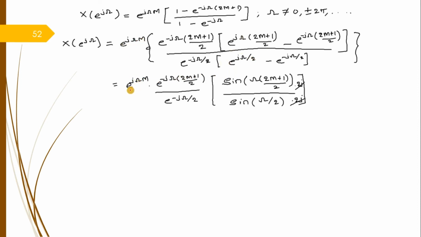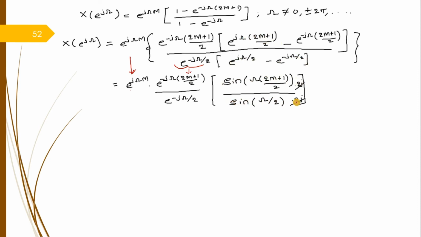So e raised to j omega m is written here as it is, right? And here I have e raised to minus j omega times 2m plus 1 by 2. That is also written. This part is written as it is. Here you see e raised to j theta minus e raised to minus j theta; according to Euler's formula I can replace it with the sine. So I should have 2j sine theta. Rather than writing it out, I have written 2j sine theta here. In place of theta, I have omega times 2m plus 1 by 2, with 2j here. Similarly here, e raised to j theta minus e raised to minus j theta.